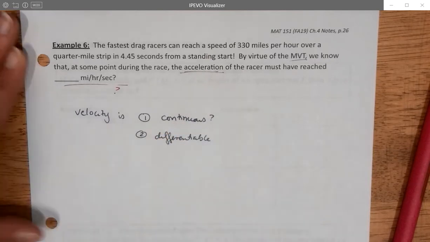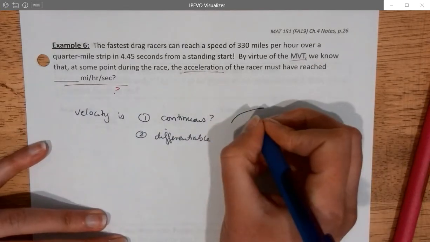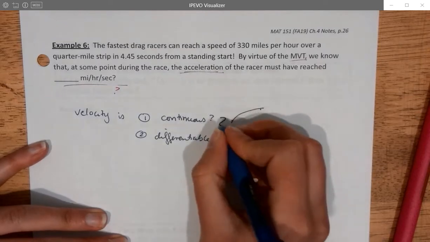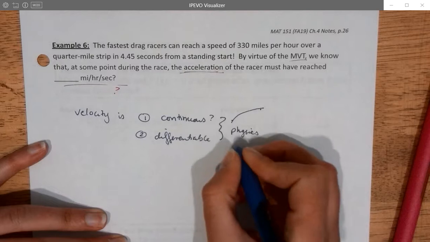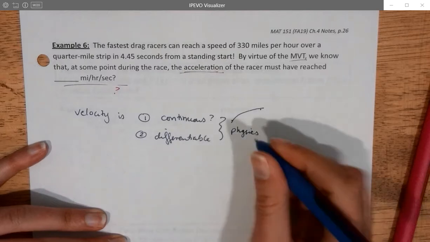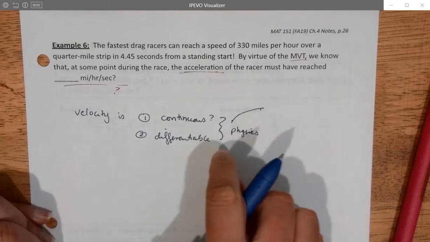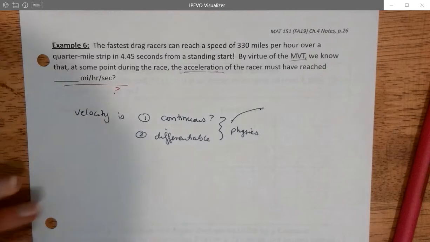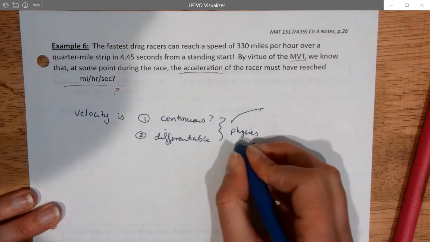Okay, velocity has to be continuous because your speed is going to be connected. You can't jump from one speed to the other without going through the speeds in between. It's just the way physics works. They're both going to be true because of physics. And differentiable because it's got to smoothly connect. You can't get from one speed to the next speed without getting to the speeds that go between them. So it's got to be smooth to get to the next velocity.